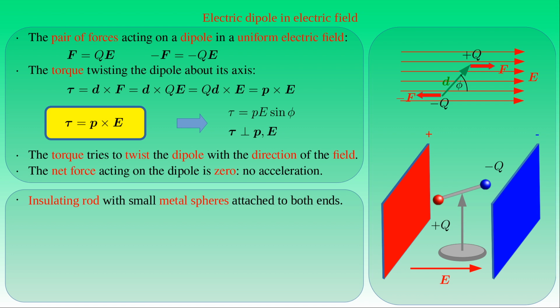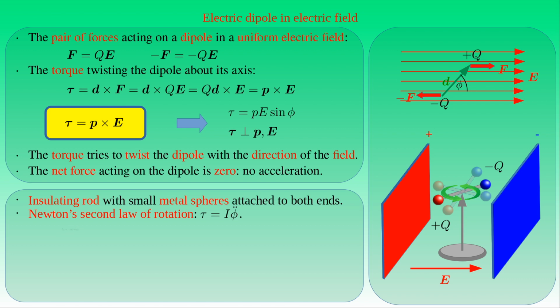The torque attempts to align the dipole to the straight field lines, but at the same time the body starts to oscillate about its rotation axis due to the inertia of the system of the rod and the spheres. Newton's second law of rotation can be applied here, which states that the torque acting on a rigid body about a fixed axis is equal to its moment of inertia times the angular acceleration.